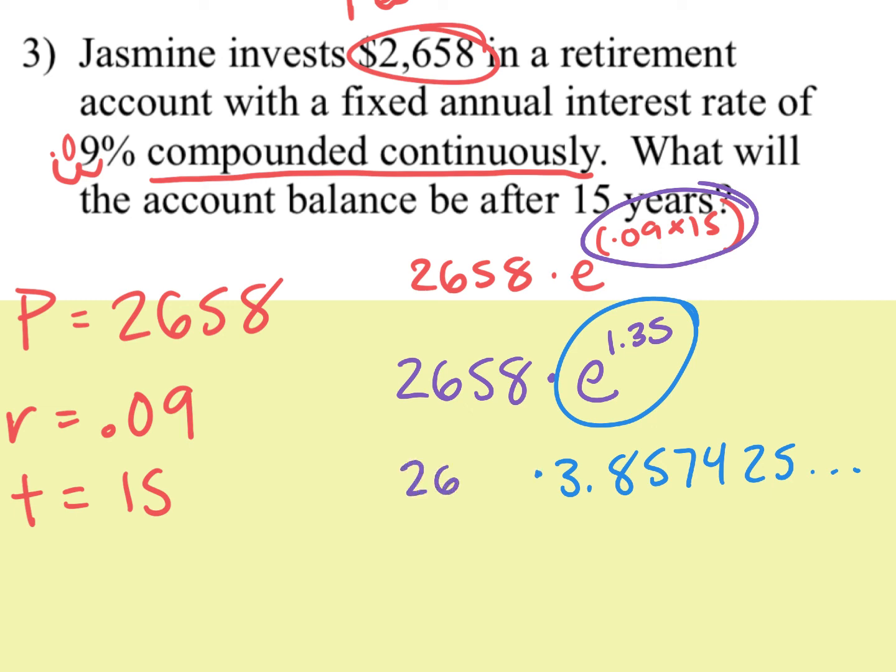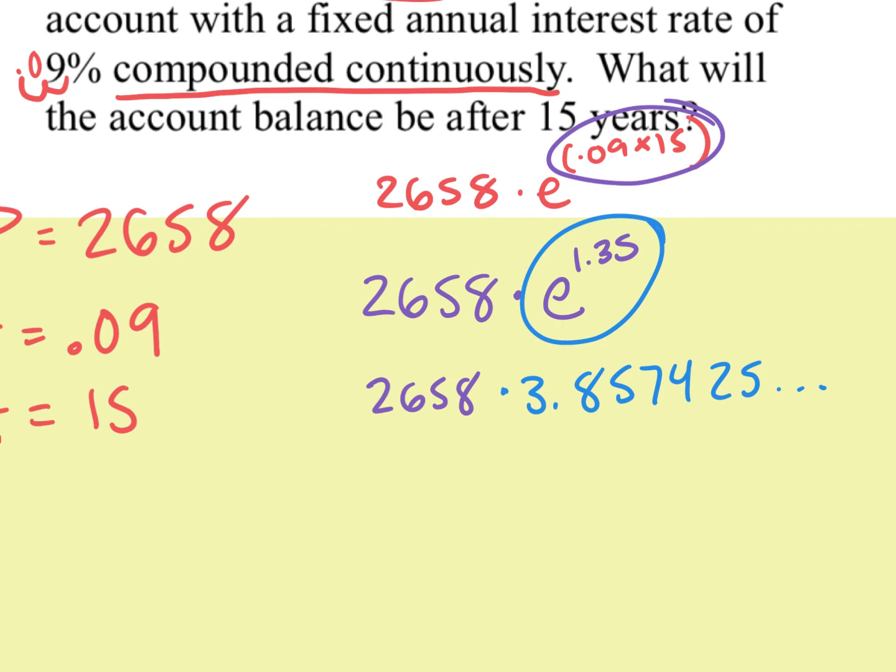Yes, Jason? So you just put e in your calculator and the exponent, and that's your answer, basically? Yes. On the test or quiz, how would they show work? Same way I show work here. Just write it down. So we put 1.35 to the 15th power? No. It's e to the power of 1.35.